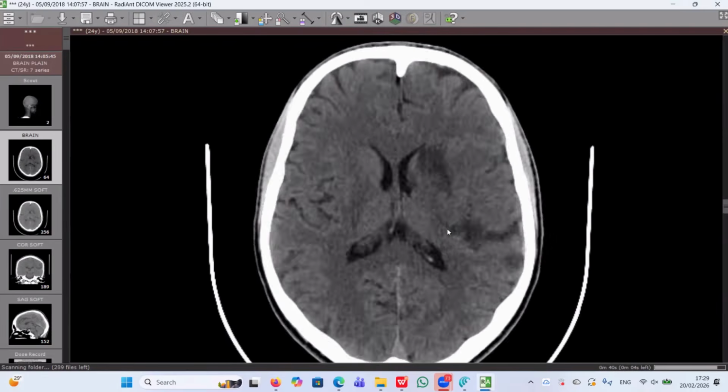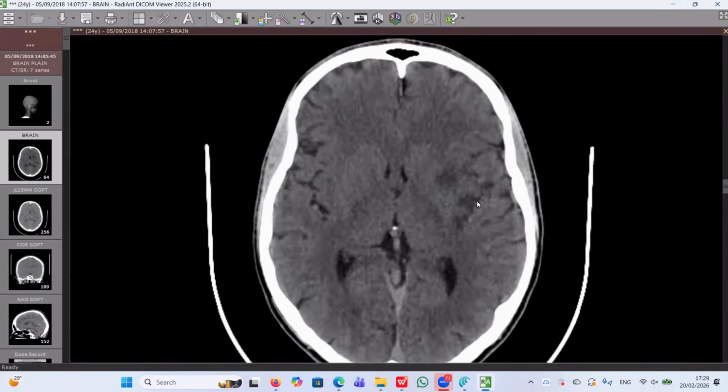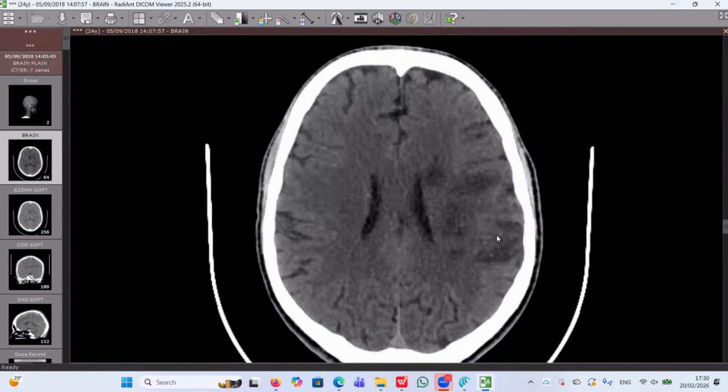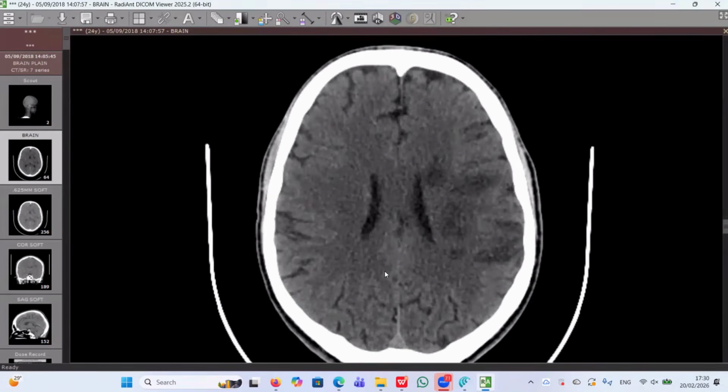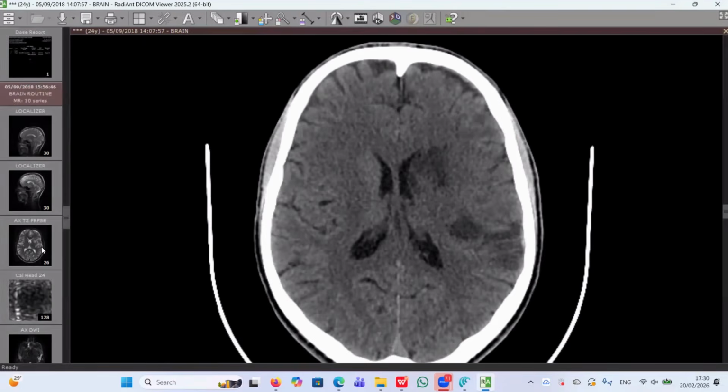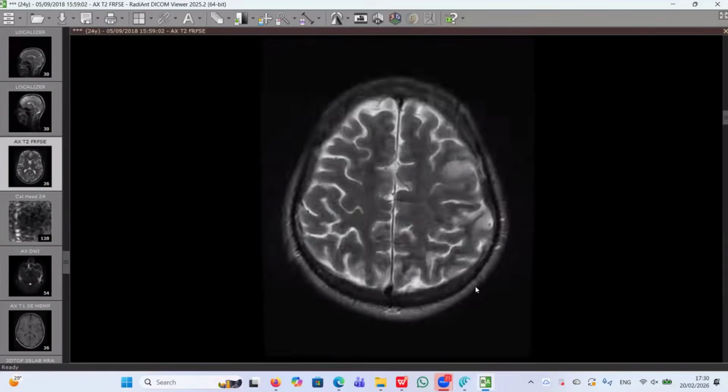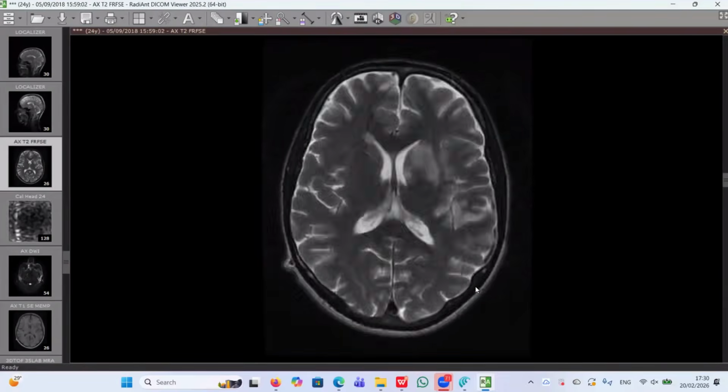So if we can give a score for this one, let us count: caudate 1, 2, 3, 4. Then these 3 segments are spared. Then 5, 6. So 6 segments are affected and 4 segments are spared. So this score is 4/10 ASPECTS. Okay, so you should add your score.